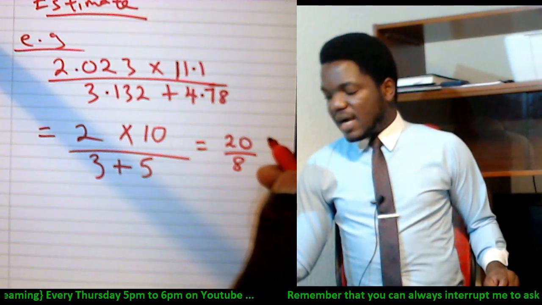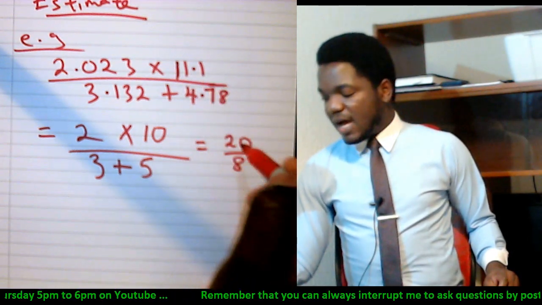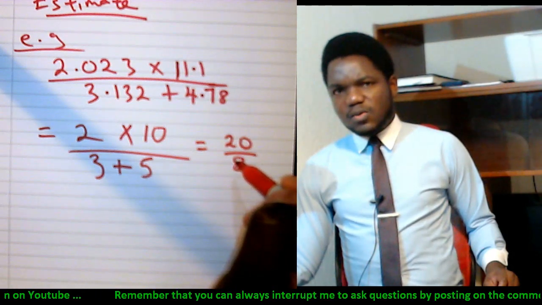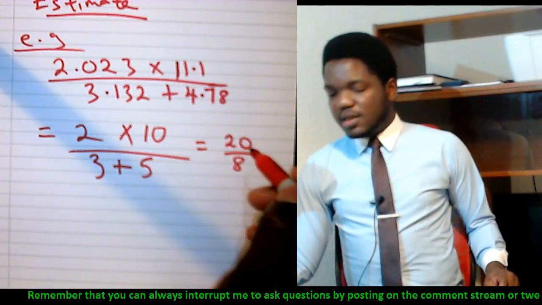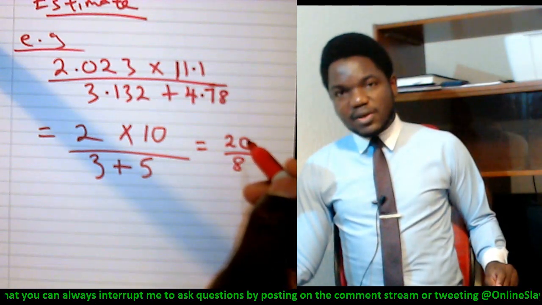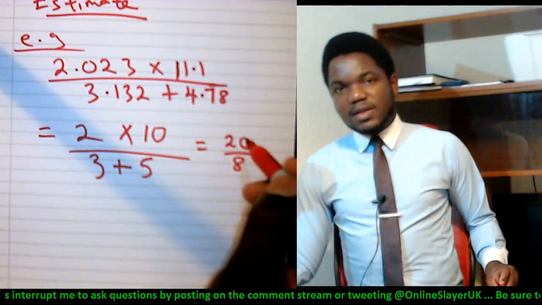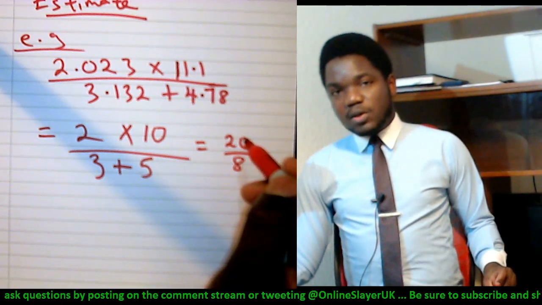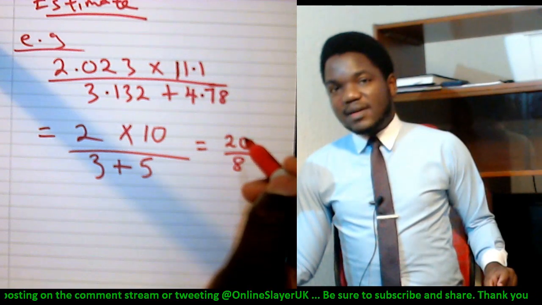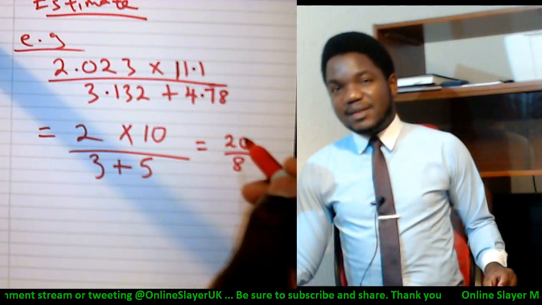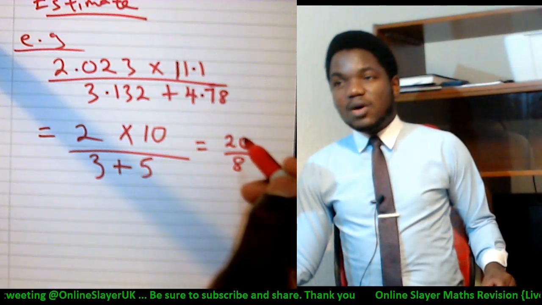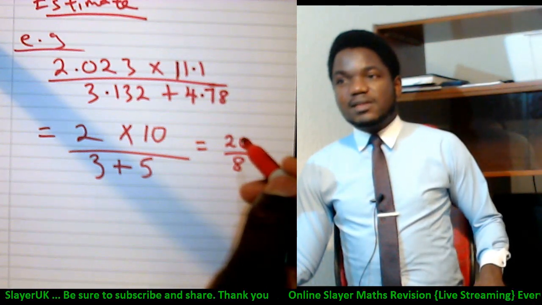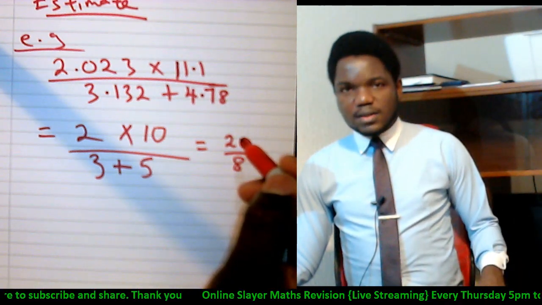If I had been kind enough to do 11, I would be having 22 over 8, which is also a good estimate. So when it comes to estimating your answers, different people can have different answers, but it's important that they explain what rationale they used in rounding things up. Was it based on whole numbers, or was it based on significant figures, or what exactly?